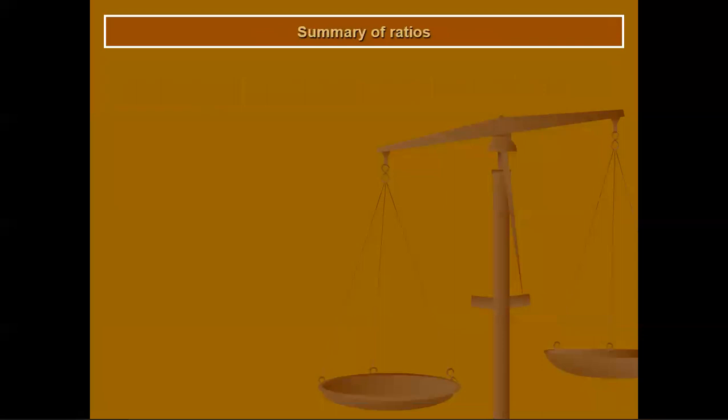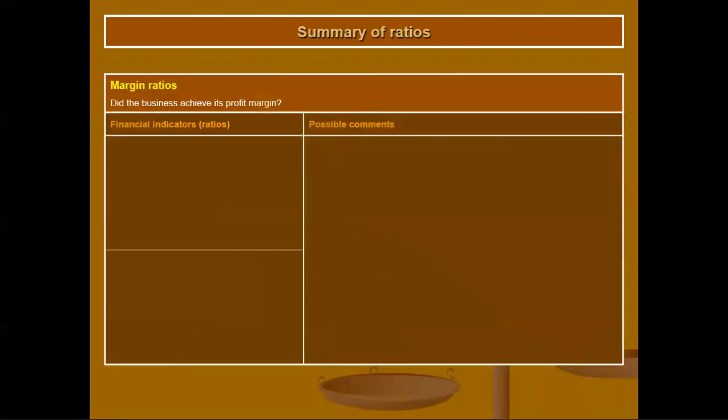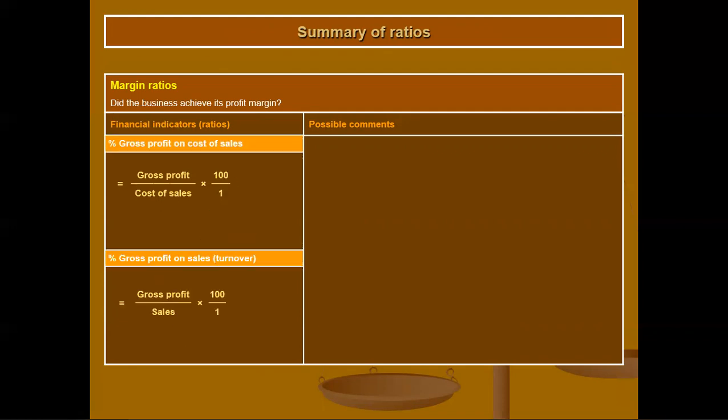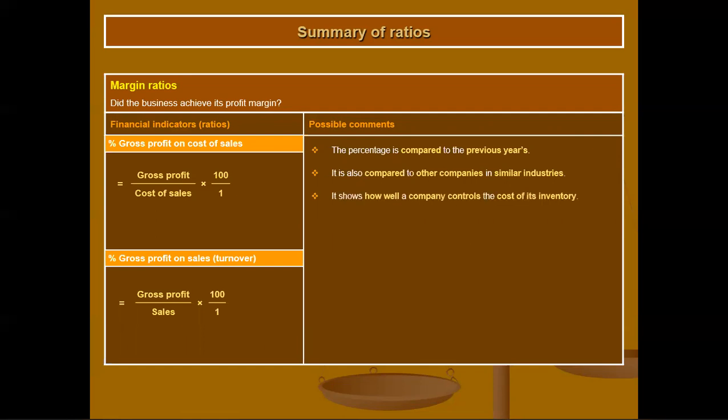Now let us look at the summary of everything. I just need you guys to pay attention to the formulas that we will be doing here. Percentage on gross profit is simply your gross profit divided by cost of sales, multiplied by 100. Gross profit on sales is simply your gross profit divided by sales. Gross profit on cost of sales is gross profit divided by cost of sales. Now the percentage is compared to the previous year as you comment. It is also compared to other companies in similar industries. It shows how well a company controls the cost of its inventory.